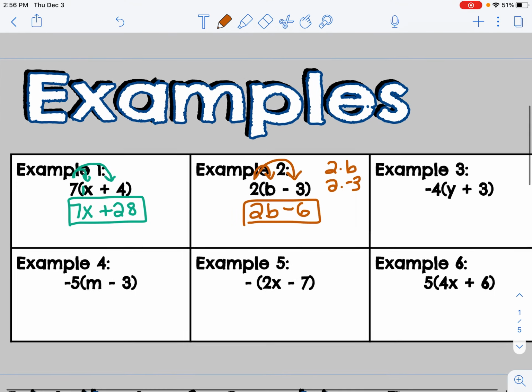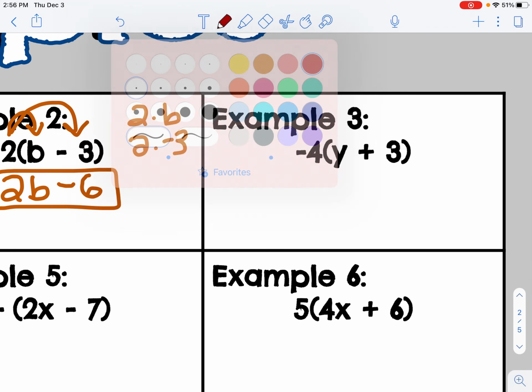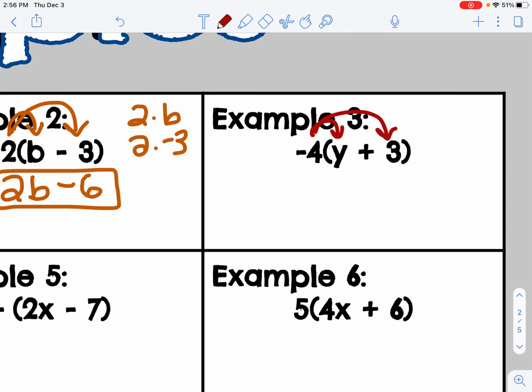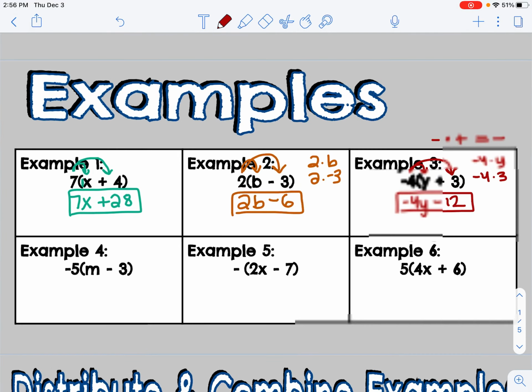Example number 3. We are going to distribute, or multiply, this negative 4 into everything inside of this parentheses. So we're going to take the negative 4 and multiply it to y, and then we're going to take the negative 4 and multiply it to 3. Negative 4 times y is negative 4y. Negative 4 times positive 3 is negative 12. So make sure that you know that a negative times a positive number is going to be a negative number. Just review that really quick.